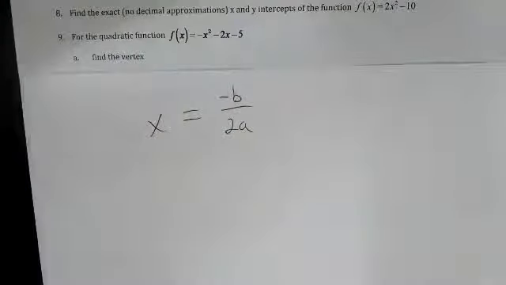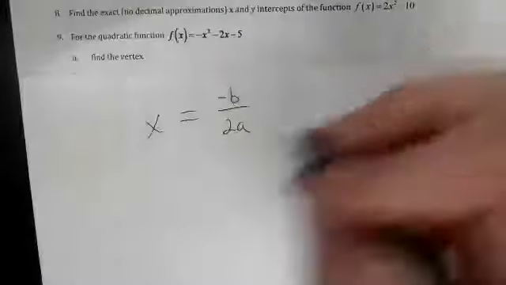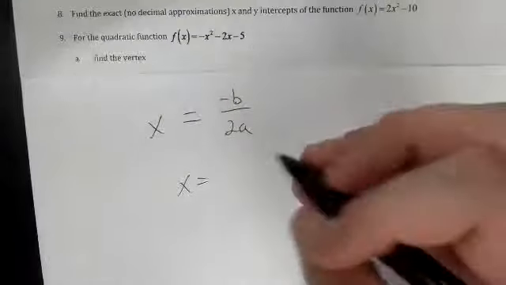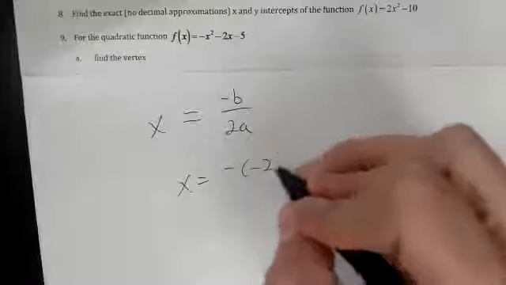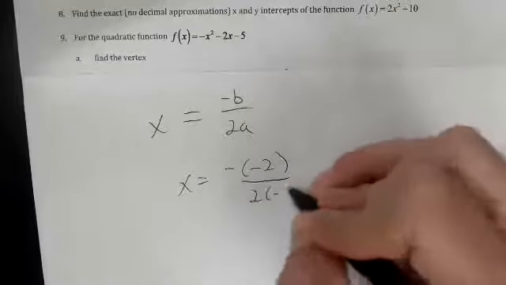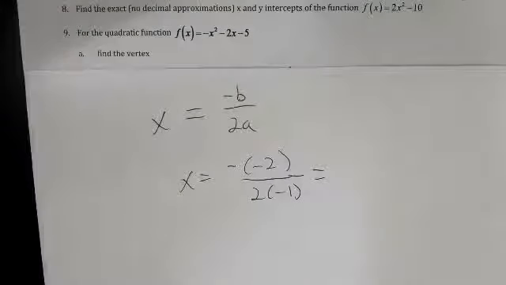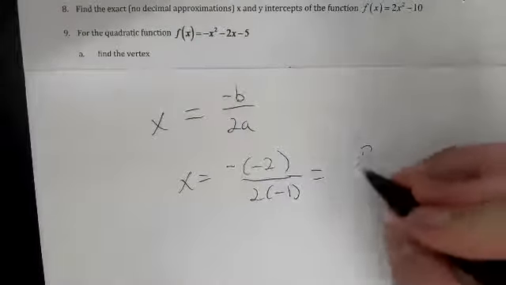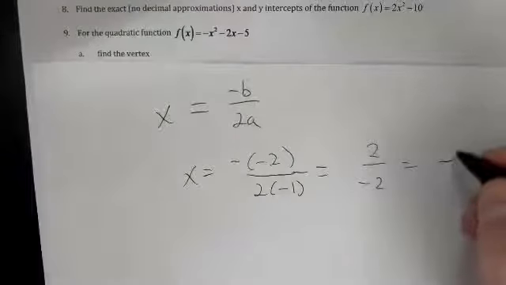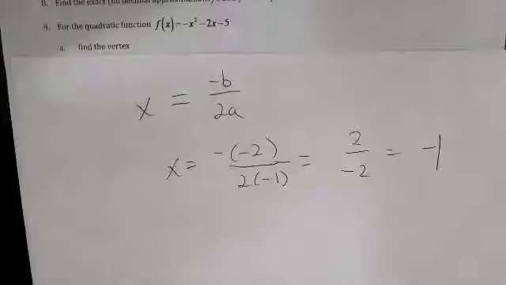We want to find that vertex. We want to find x equals minus b over 2a. That's the negative of a negative 2, over 2 times a negative 1. So we have to get these negative signs correct. This is 2 over negative 2. Is that what I'm seeing? Or negative 1. I got my x. This is really the one thing you have to memorize here.